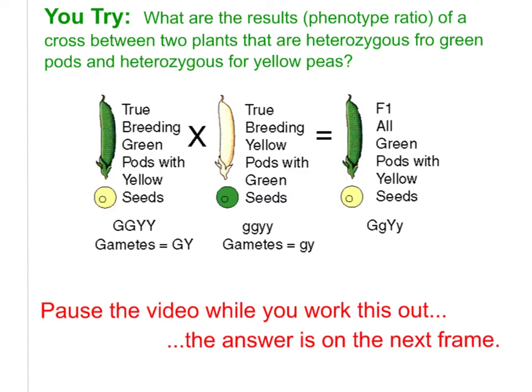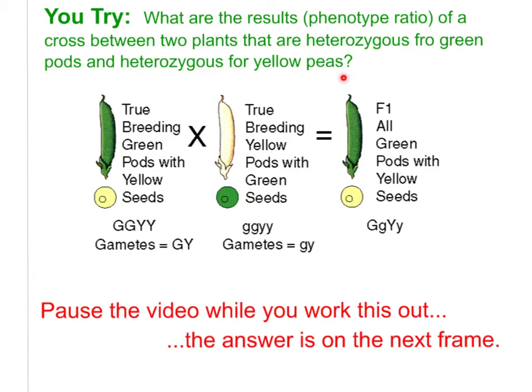Okay, now you need to try a problem on your own. Here it is. What are the results? Meaning give the phenotypic ratio only of a cross between 2 plants, and each of them are heterozygous, I should say for green pods, and heterozygous for yellow peas.